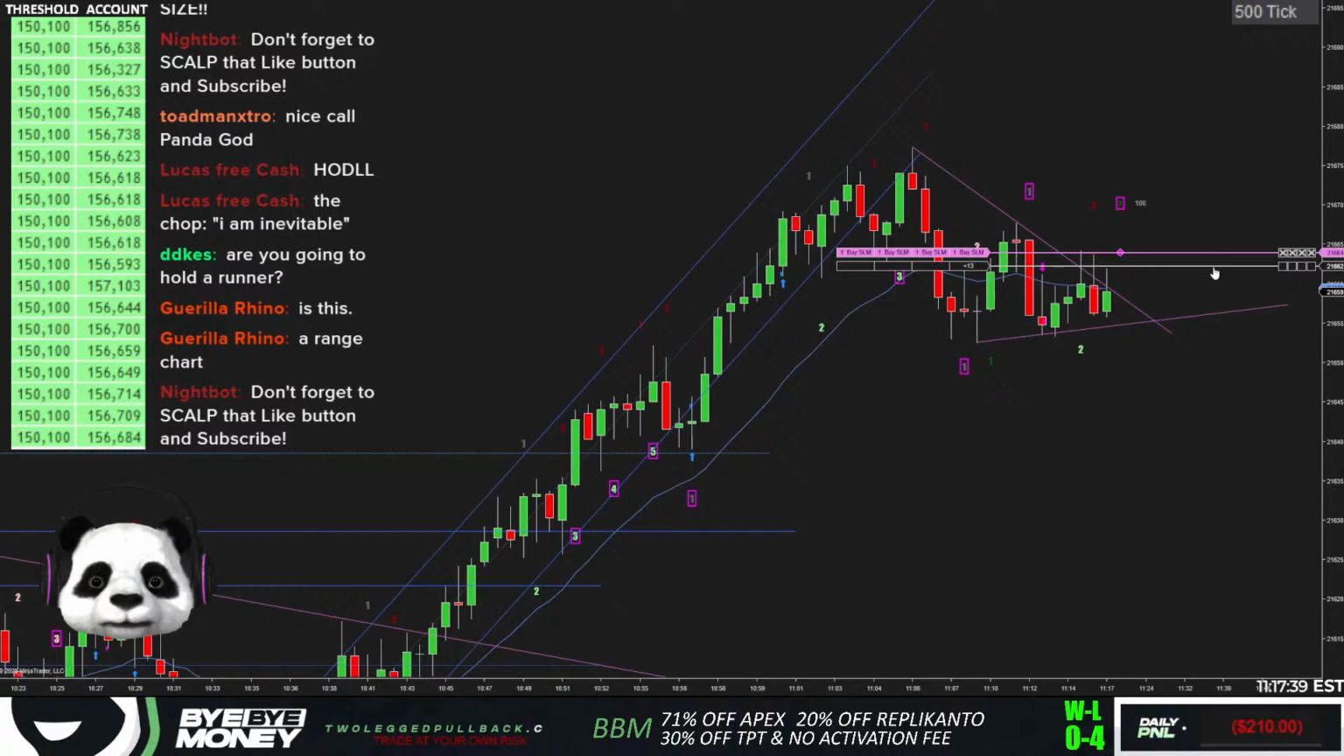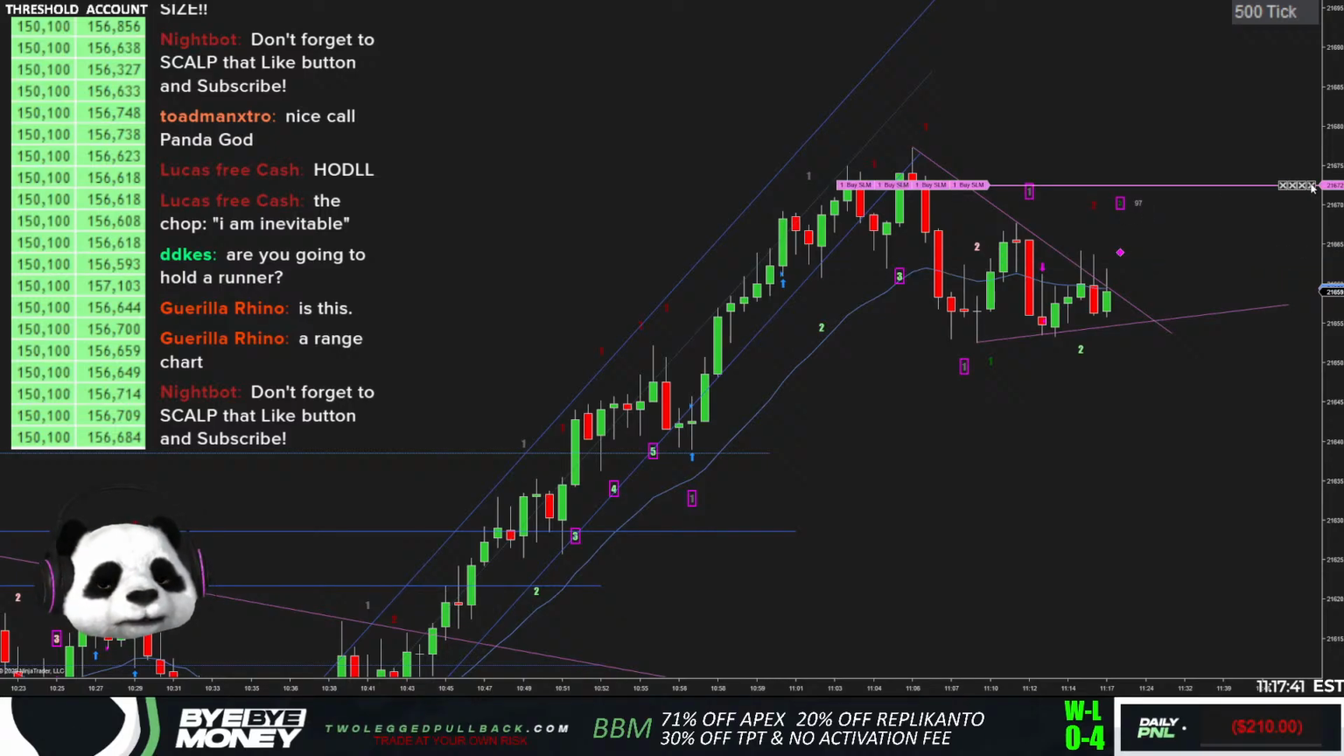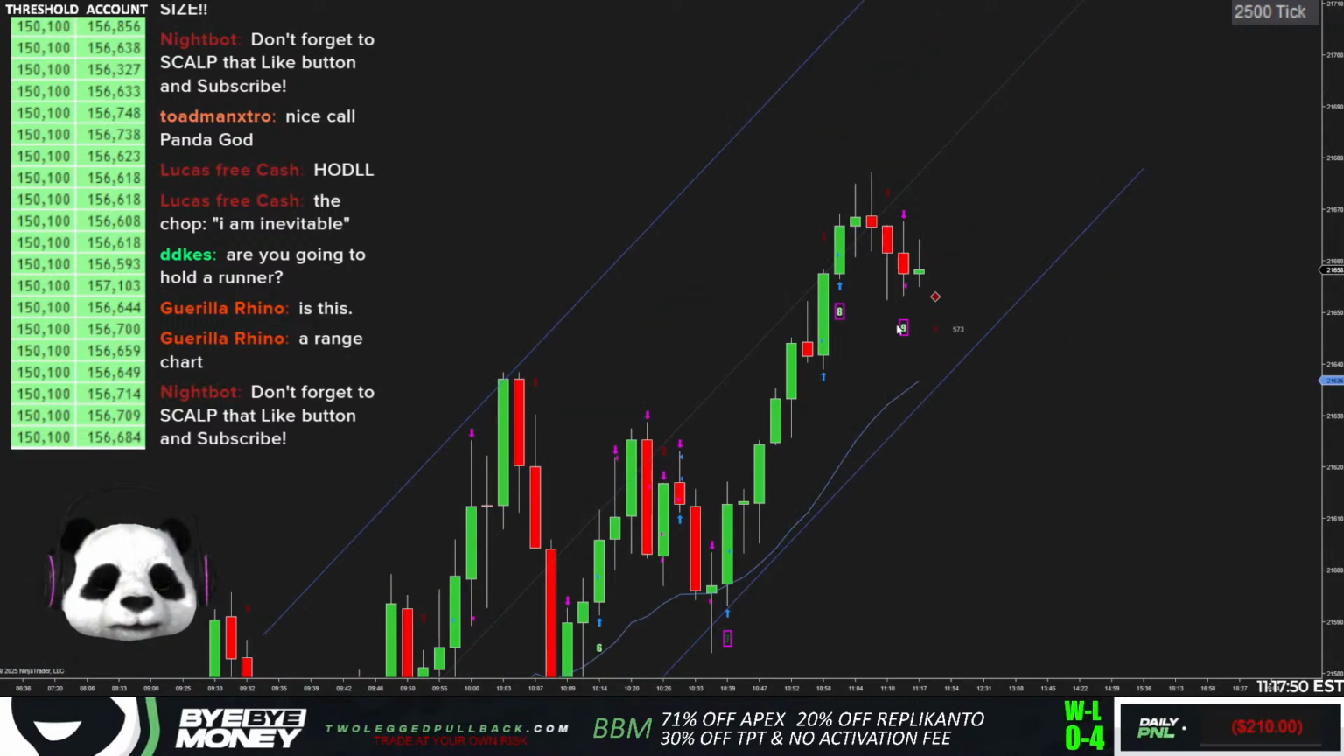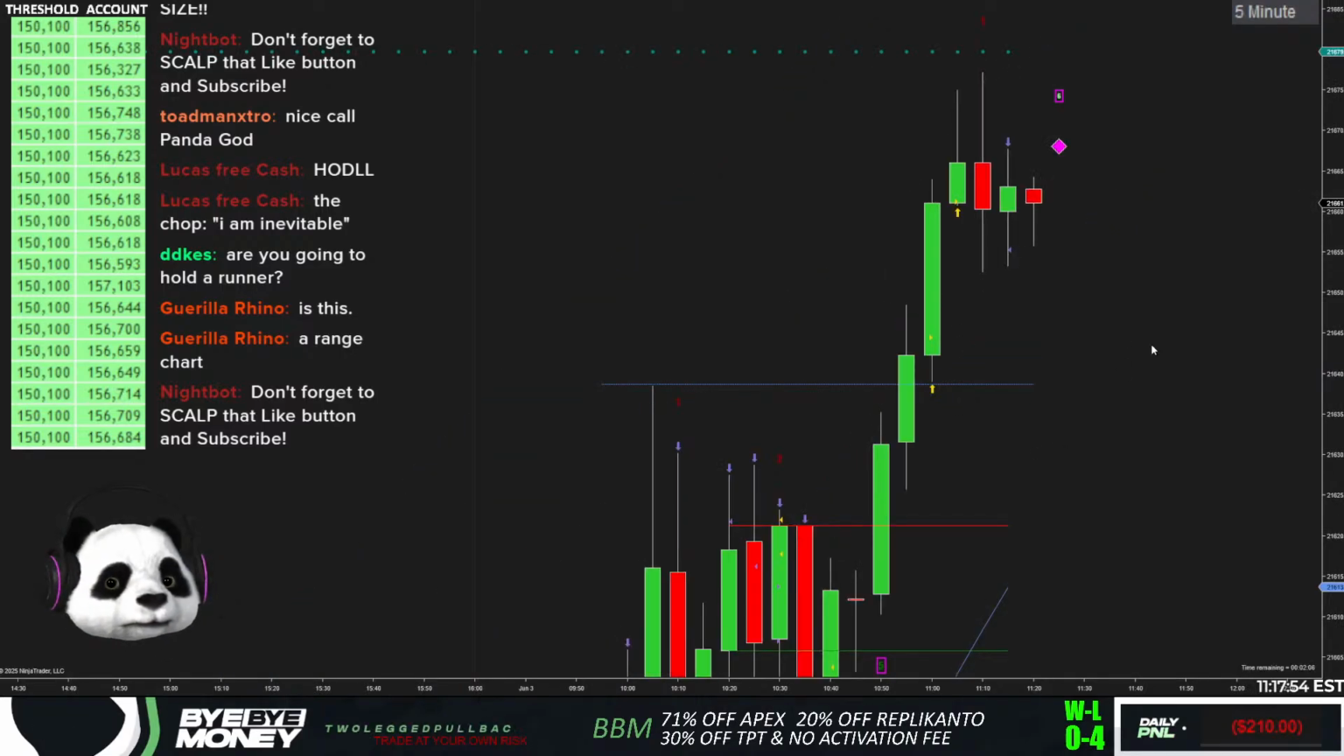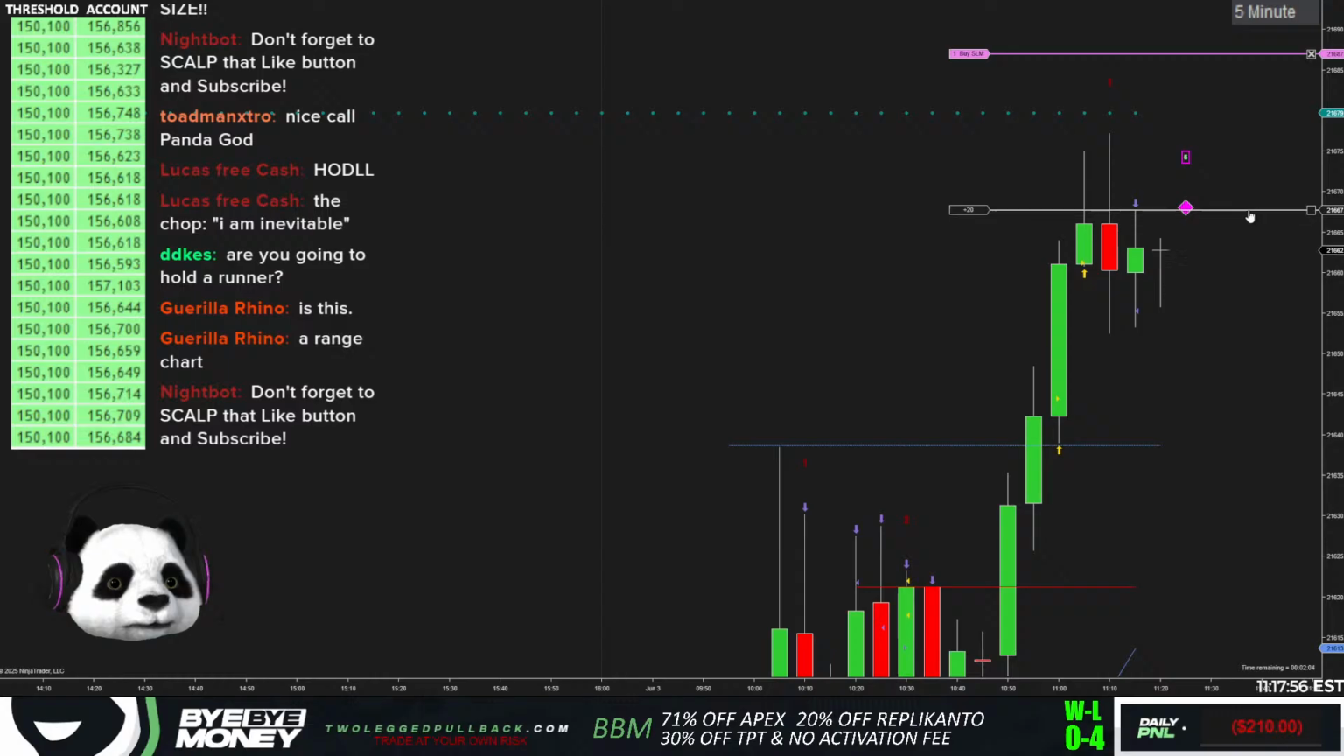You kind of wanted to make that new low, right? I'm not going to get married to this premise here. Right, the 2500 tick, you kind of wanted to trigger the second entry, the second pullback here. You kind of wanted to do that. 5 minute. I mean, I'll try here maybe. Just one contract.